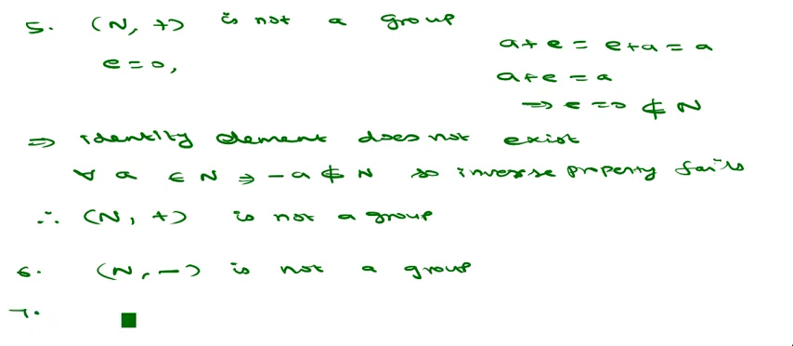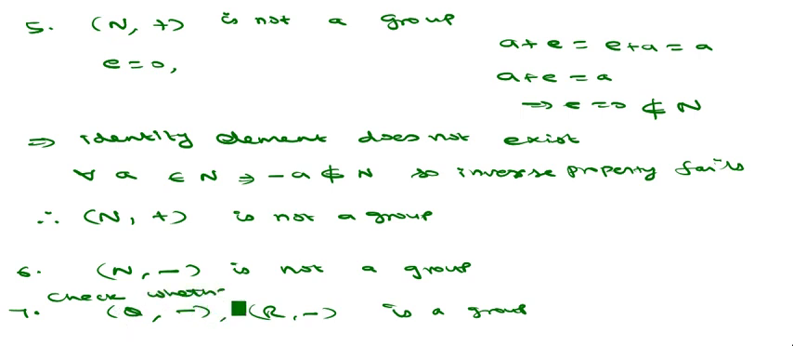Now we can check whether Q comma minus and R comma minus are groups. Check whether Q comma minus and R comma minus are groups. You can work it out and check.